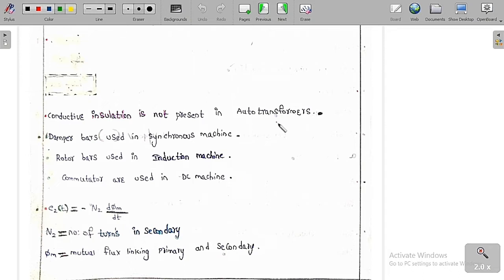Damper bars are used in synchronous machines. I already told you we use damper bars in synchronous machines, rotor bars in induction machines, and commutators in DC machines.